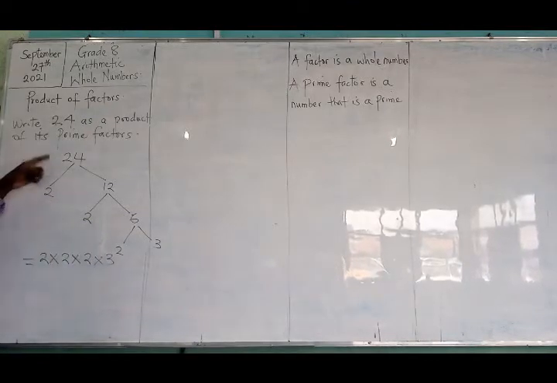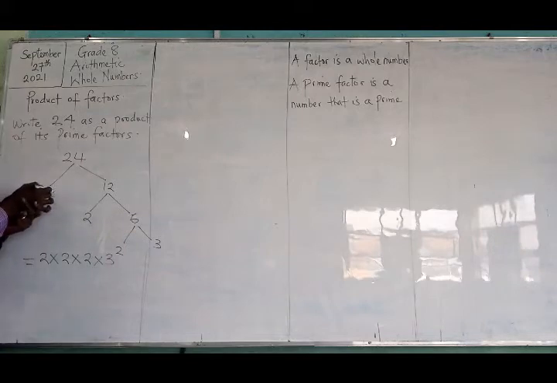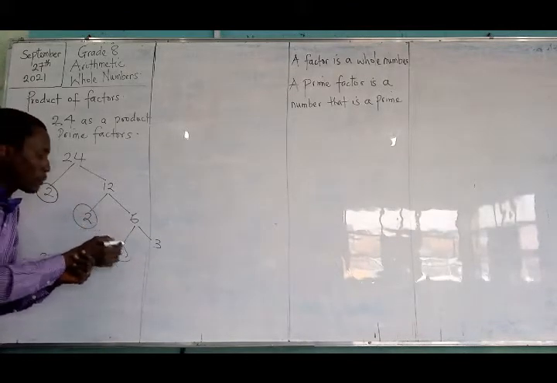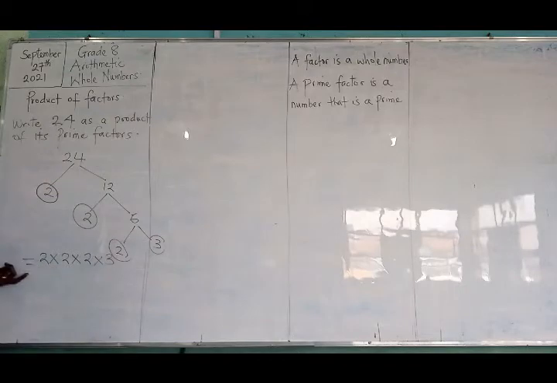So if they say write as a product of its prime factors, you look at, in arranging your tree, where are the primes? I see that these essentially are the primes. So you write them here.